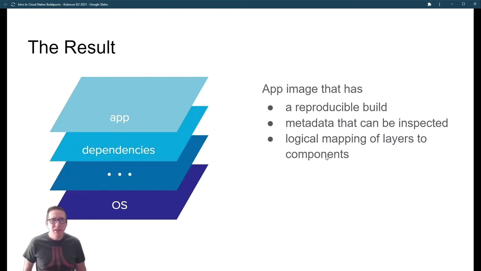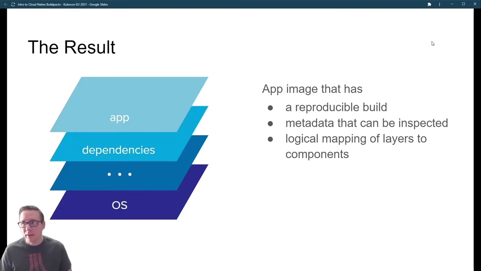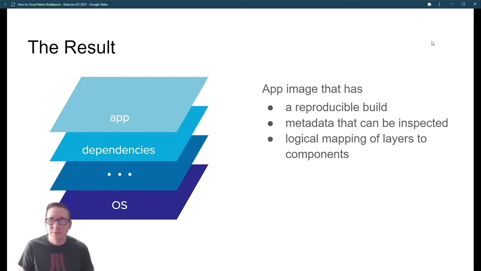Looking at an image that comes out of Cloud Native Buildpacks a little bit closer, it's got a few key features. First is that your app image is reproducible. This is important for security purposes, and as long as you give it the same source code, the same base images, and deterministic buildpacks, then you'll be able to produce the same image every time, which is very important for, as I said, security and application developers.